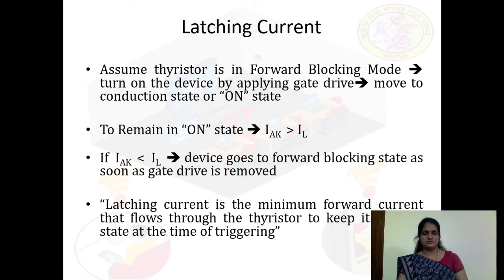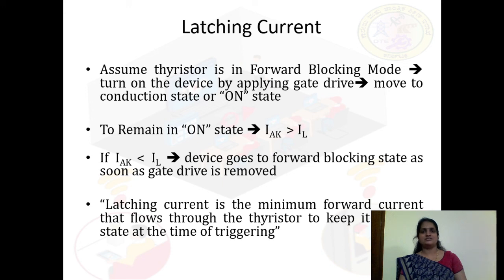Let us discuss the latching current and the holding current. Coming to the first definition, latching current. Latching current is the minimum forward current that flows through the thyristor to keep it in the on state at the time of triggering. While triggering, in order to keep it on under the enable condition, the minimum forward current which is required is referred to as the latching current.